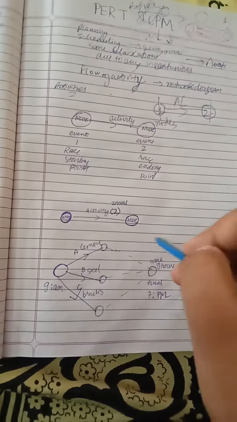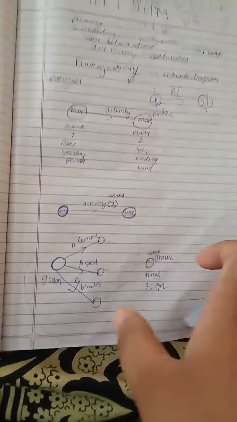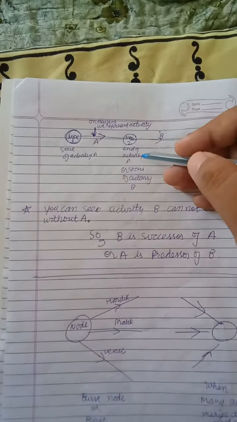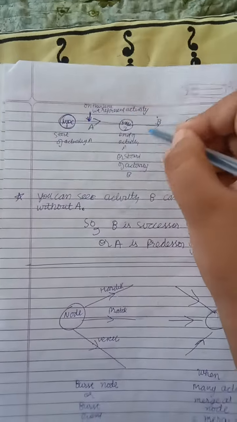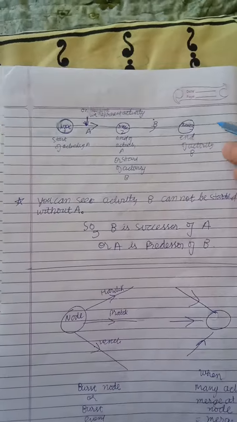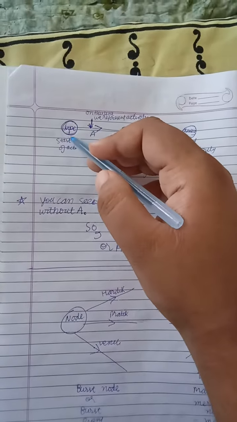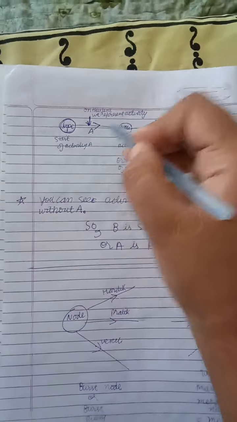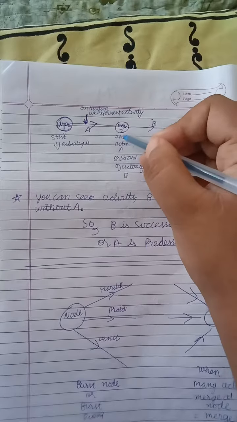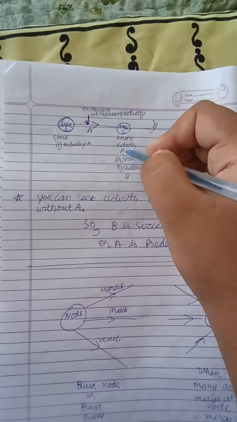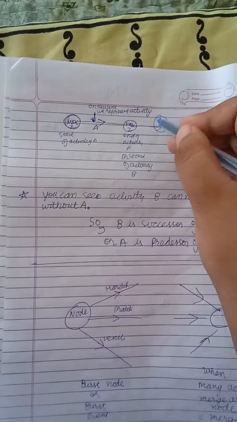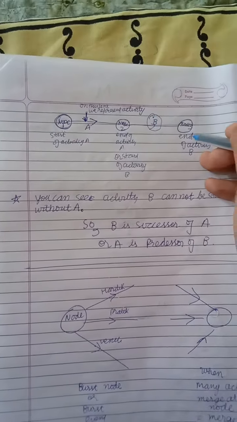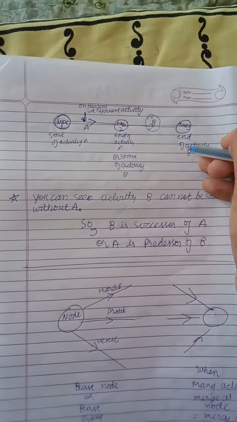Now this is one of the examples. Node 1, node 2, node 3. Suppose there are 3 nodes. Node 1 is the start of activity A. Node 2 is called the end of activity A or the start of activity B. Node 3 is the end of activity B.